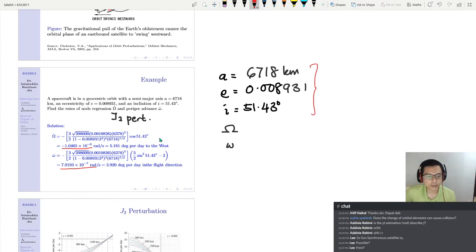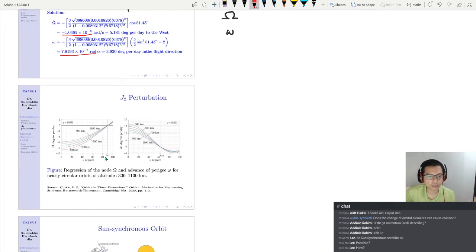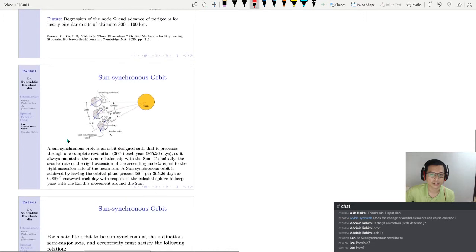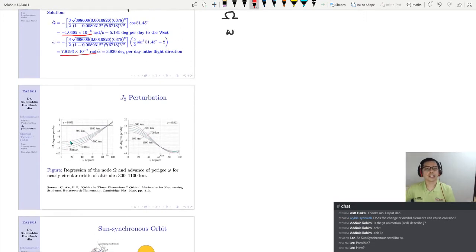Here I've posted some data, I think I got this from Curtis' textbook. You can see how much big omega dot and small omega dot are changing per day for different altitudes, different inclinations, and for eccentricity 0.01. This is just to show you how strong J2 perturbation actually is, strong enough to change your orbit. Because J2 is annoying, I would say.